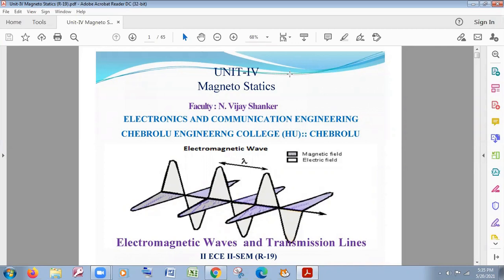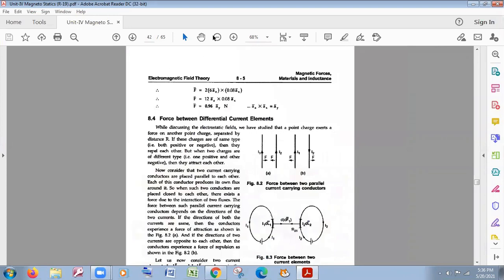Today, we are going to discuss another topic in magnetostatics, that is, the fourth unit: force between differential current elements. Force between differential current elements.